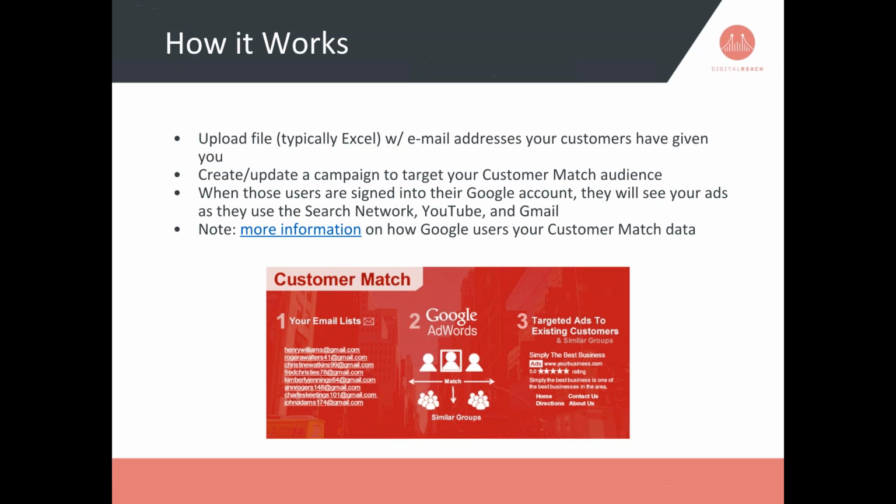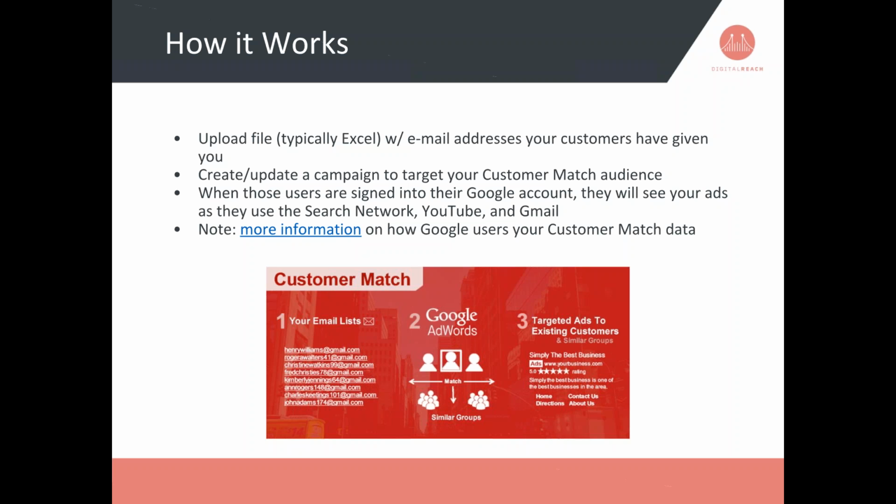There's a myriad of ways to do it. But we take that list and we upload all of those emails, typically through Excel, which is the most common way of doing it. I'm sure there's other file types you can use. So you upload those email addresses that your customers have given you, and then you either create a new campaign to use these, or you can update an already existing campaign that you might have.